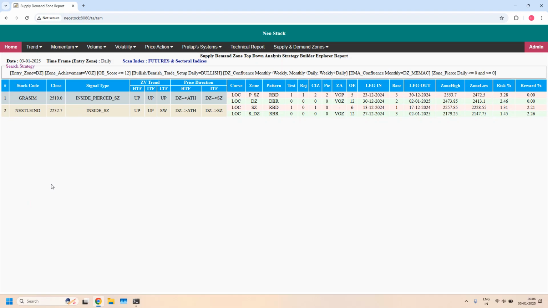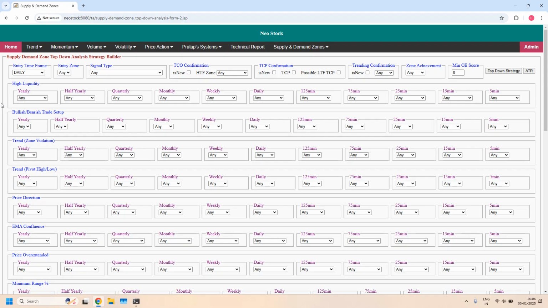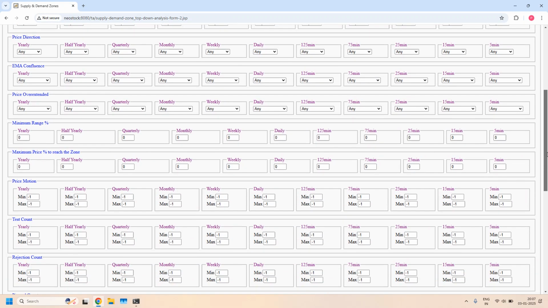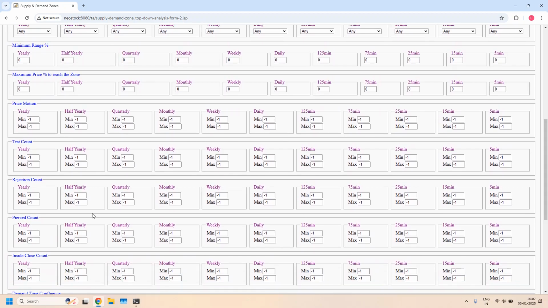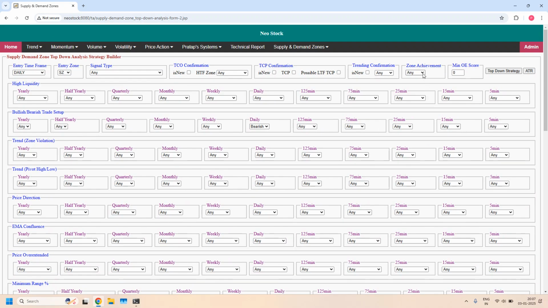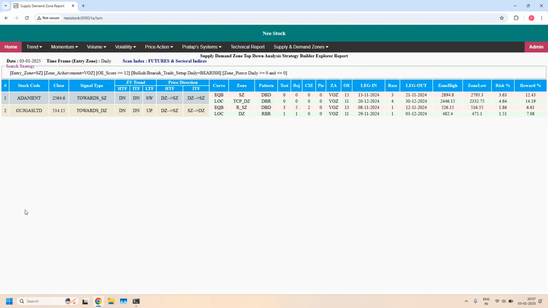So this is about bullish trade setup for monthly income trade. Next, bearish trade setup for monthly income trade. Entry time frame daily, entry zone supply zone. In bullish or bearish trade setup at daily time frame, I am selecting bearish, and daily supply zone should not be pierced. So in the pierced count, daily time frame, minimum value 0, maximum value 0, zone achievement violated opposing zone, minimum odd enhancer score 12. All 3 filters are applied to daily supply zone. We got 2 stocks.